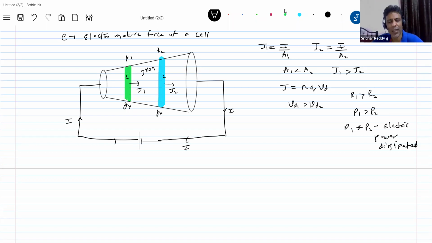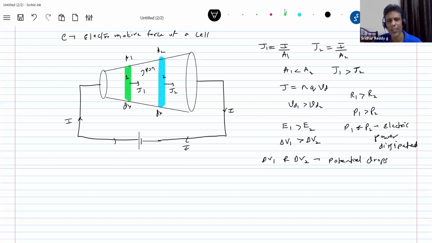What about the electric field? Can we say anything about the electric field? J equal to E by rho. So J1 greater than J2, so definitely the electric field at 1 will be greater than that at 2. Once you know the electric field, you know the distance dx. The thickness is the same. E equal to V by L. So what is the potential drop? Potential drop delta V1 should be greater than delta V2. What are delta V1, delta V2? Potential drops.